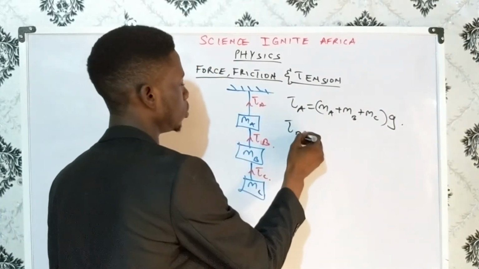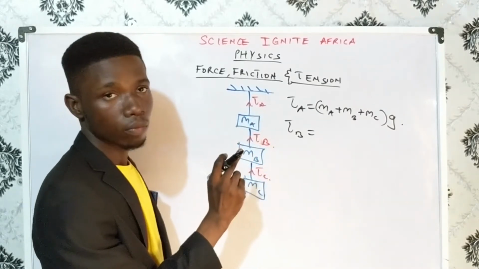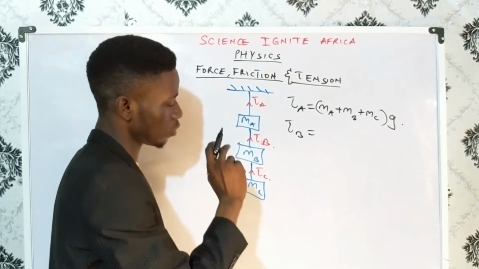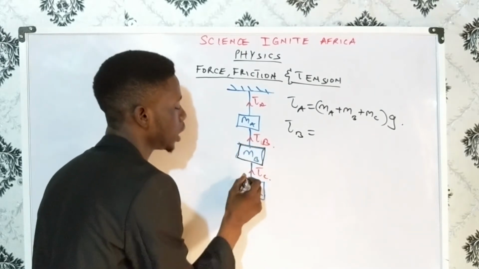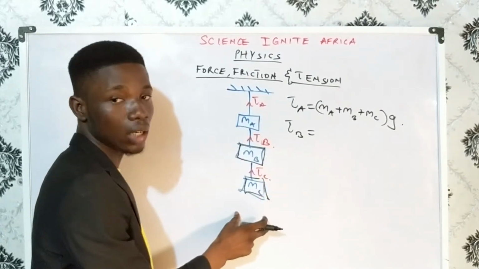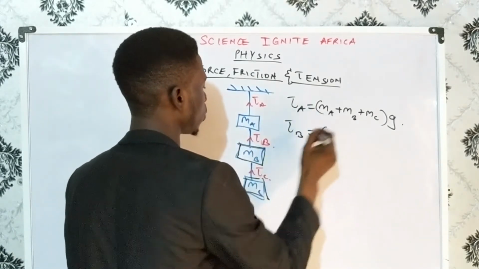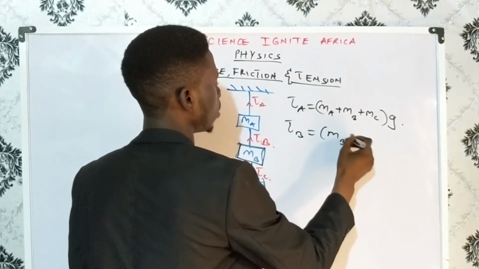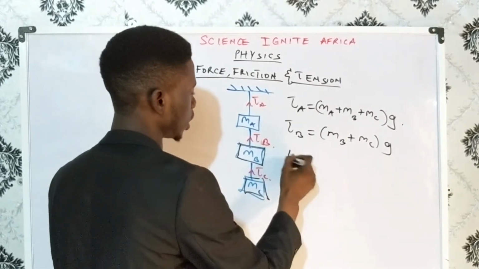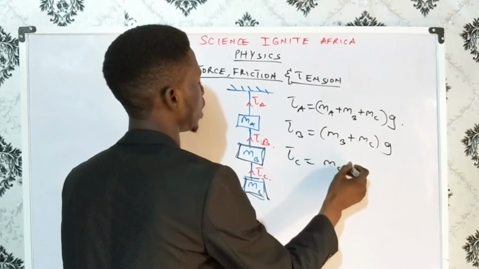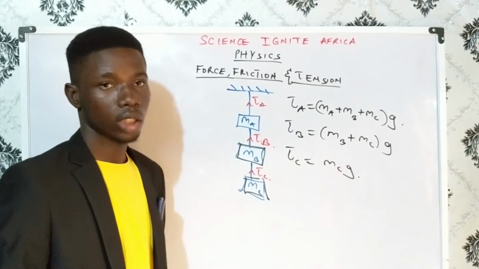Now let's see what tension B will be. For tension B, ma does not cause any tension in this string. The only masses causing tension in the string TB are mb and mc, because as their weight acts downward, it causes a tension in this string upward. So tension B will be equal to (mb plus mc) multiplied by acceleration due to gravity. Now for the tension in C, we have T equals mc times g. So this is how you analyze tension in strings.